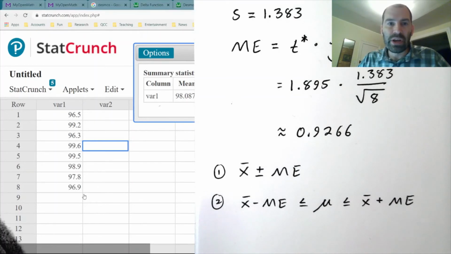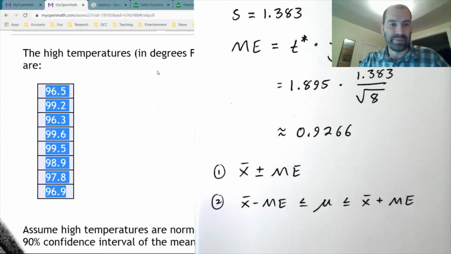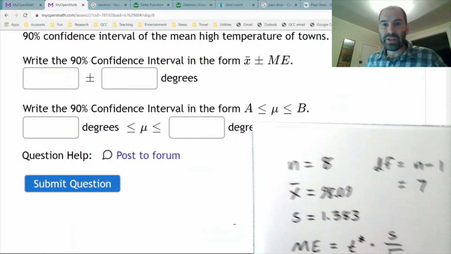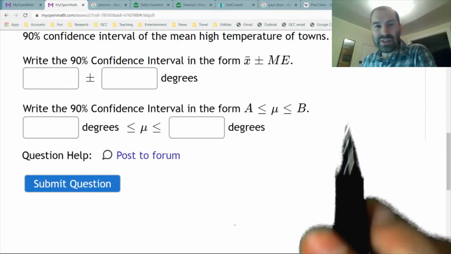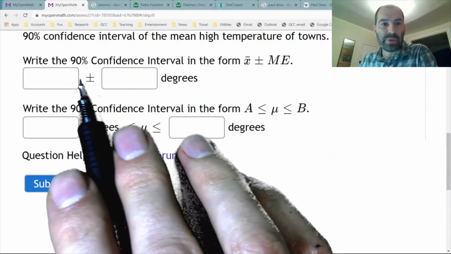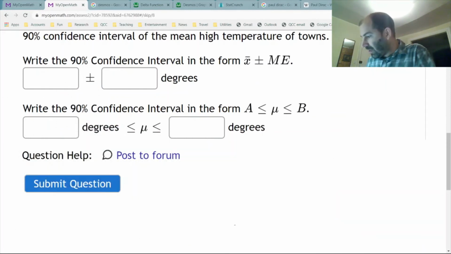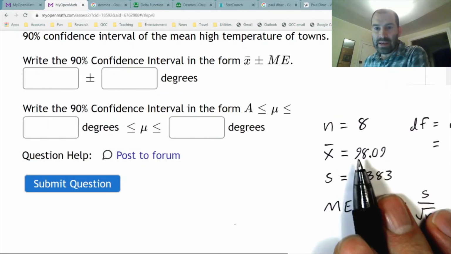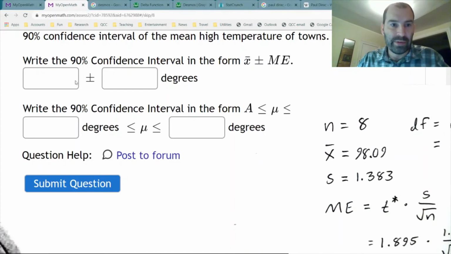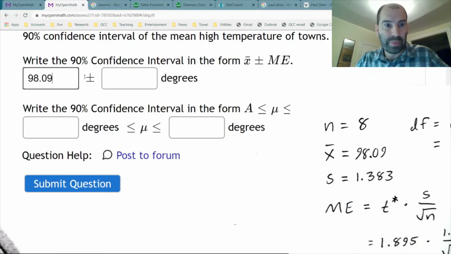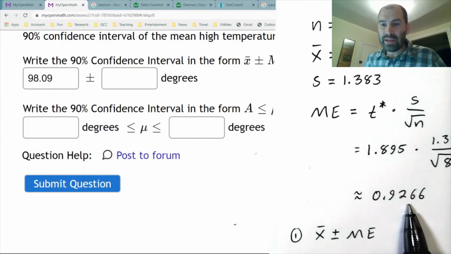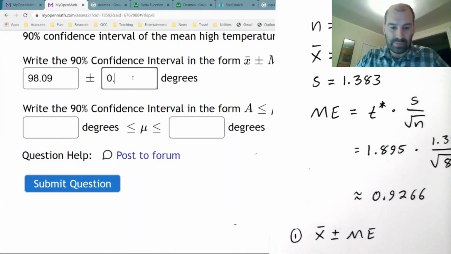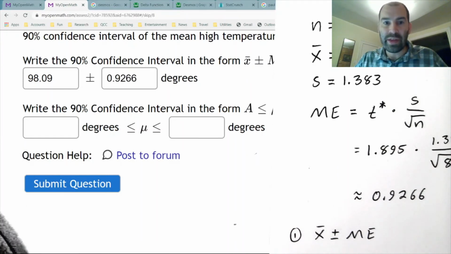Okay, so what we're going to do is go back to our problem and put this stuff in here. So you can see it's asking for these quantities. This is in the form, the first one that I wrote down. So we're going to write x bar here. Well, we computed our x bar. We got 98.09. So that's what I put there. And we got our margin of error. Margin of error was 0.9266. So there we have that, all right?